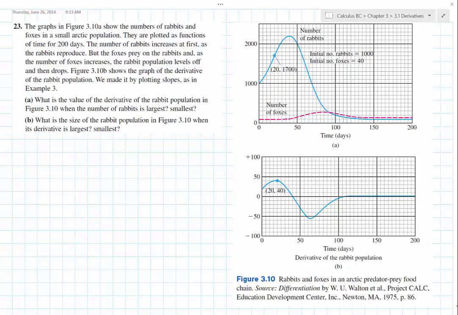It also shows us the number of foxes. There are very few foxes, and then over time they rise and then they fall. All right. So, first question they ask is, what is the value of the derivative of the rabbit population in 3.1 when the number of rabbits is largest?